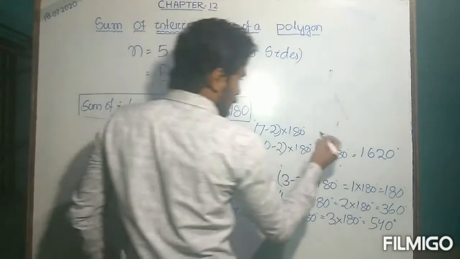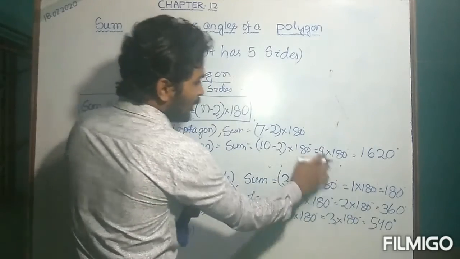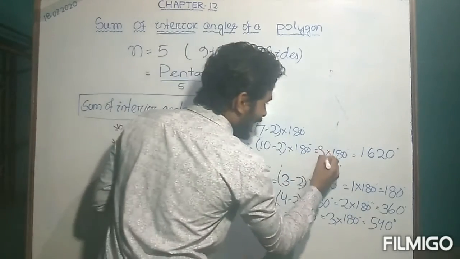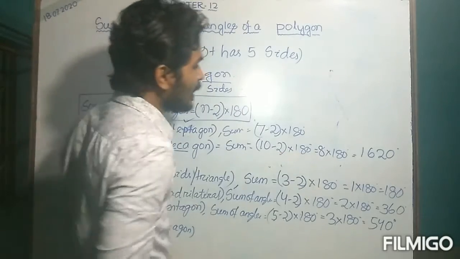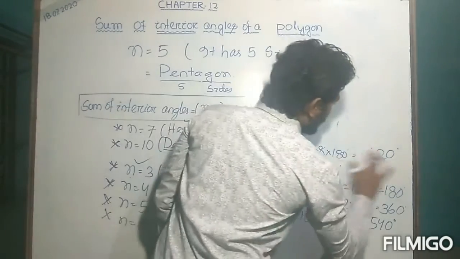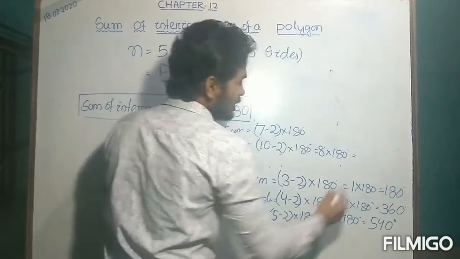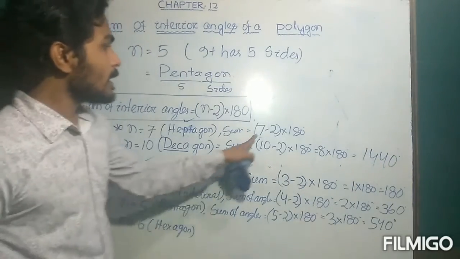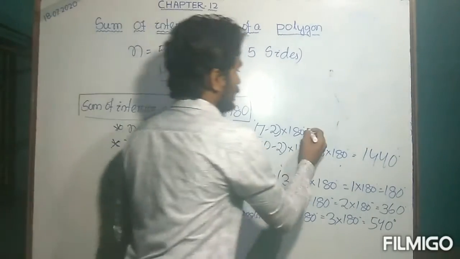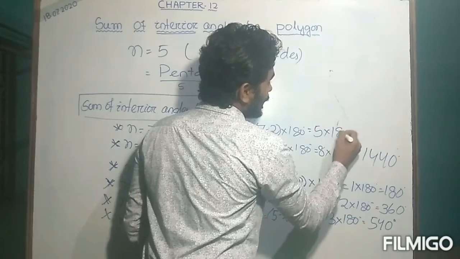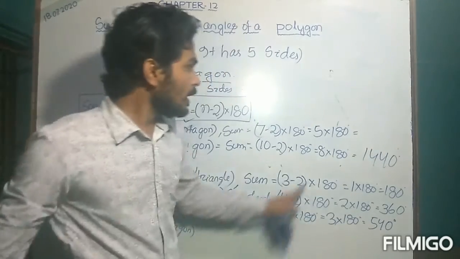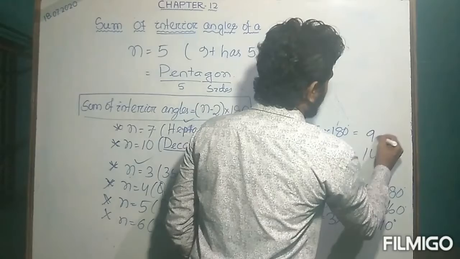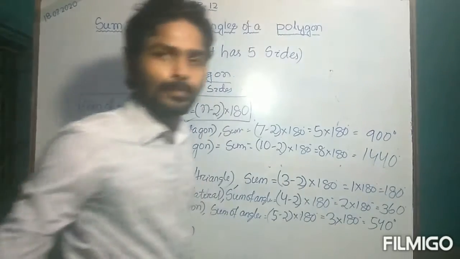Here I made a mistake in the earlier answer. 10 minus 2 is 8, I am sorry, I wrote 9 here. So 8 into 180 is 1440 degrees. Now 7 minus 2 into 180 degrees, that means 5 into 180 degrees. So it will be 900 degrees.